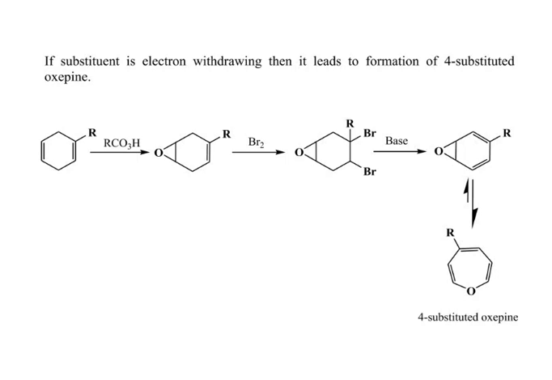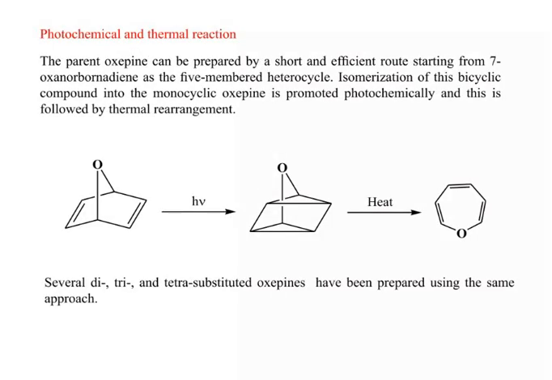If the substituent is electron withdrawing, then it leads to formation of a 4-substituted oxepine. You can see the bromination, base, and ring expansion, giving the 4-substituted oxepine. Now, photochemical and thermal reactions.